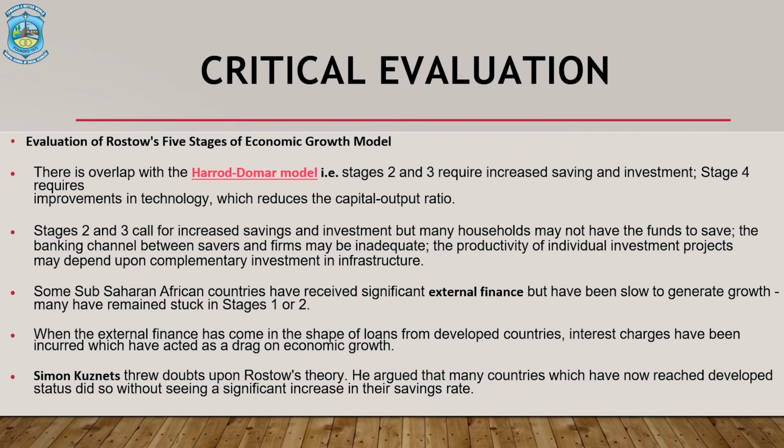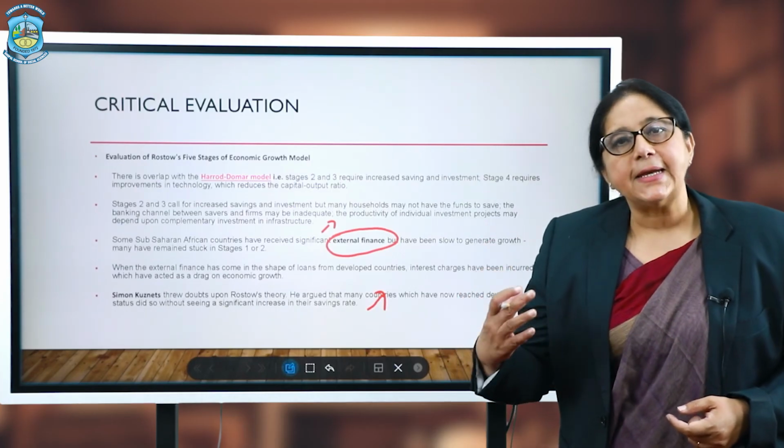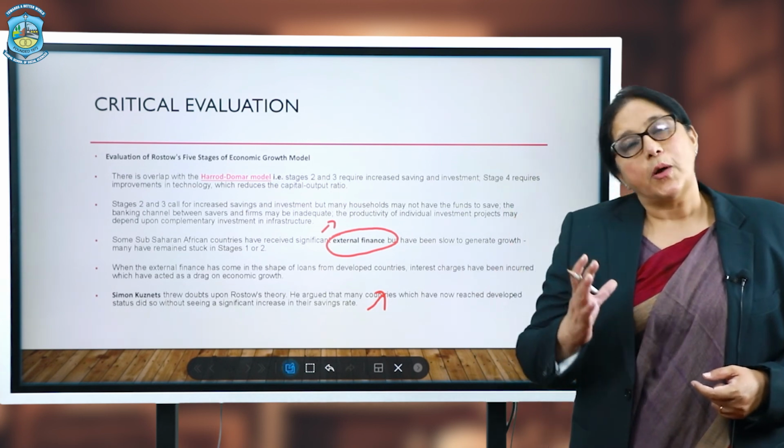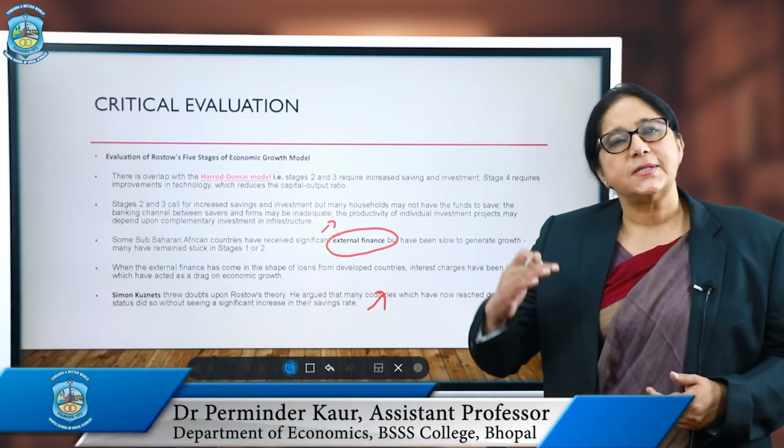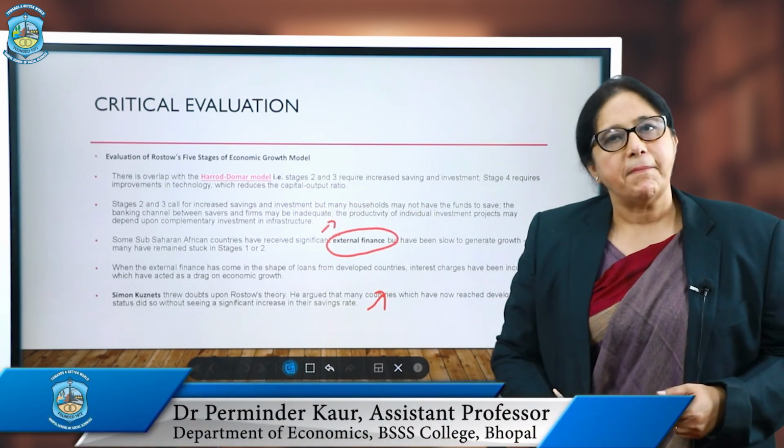And at times, a number of sub-Saharan countries have received significant external finance, but in spite of the external finance that they've received, they've not been able to achieve the targeted rate of growth. So basically, Simon Kuznets says that the most important requirement for development of any nation is an increase in savings, investment and capital formation, and it has not been empirically proven that all the countries will pass through these stages to reach the final stage of high mass consumption.